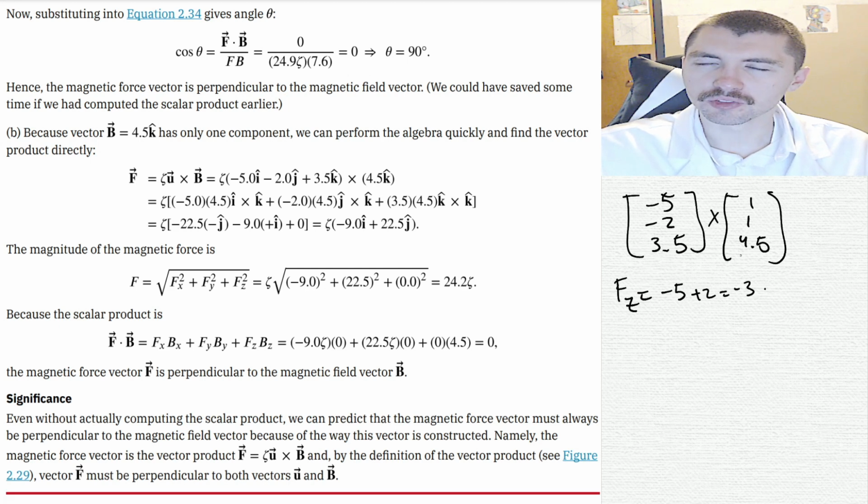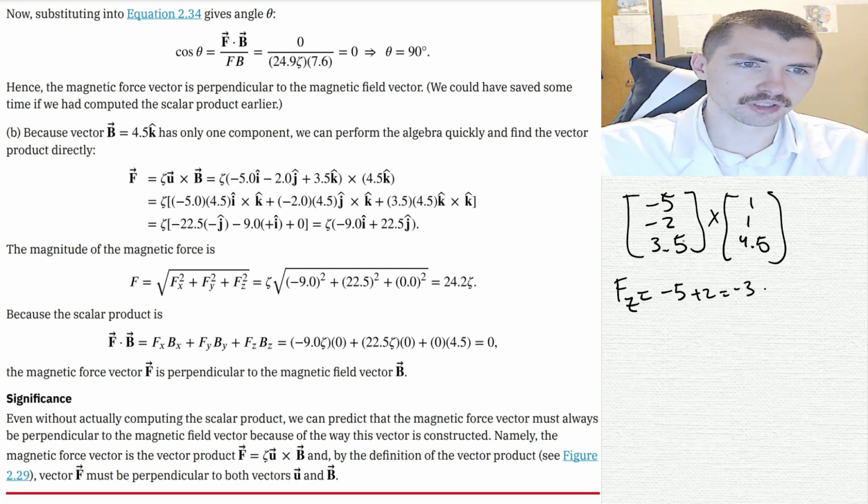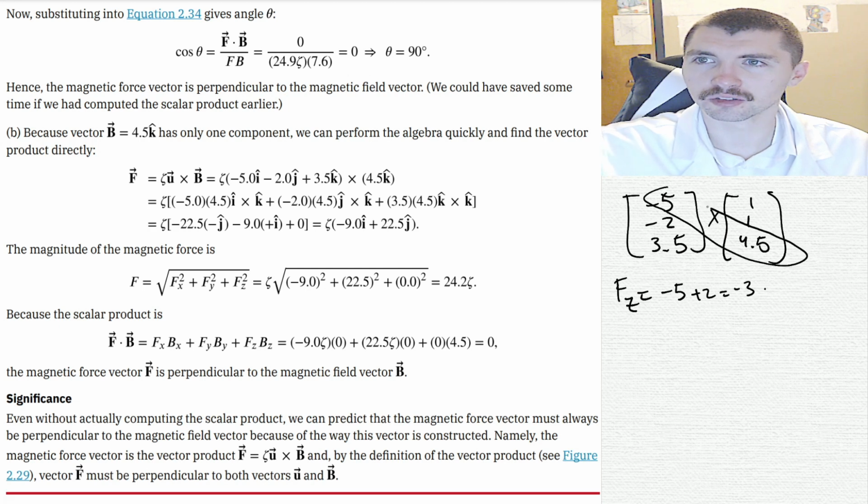Yeah, I'm not sure if the book's made a mistake or not, because it looks like it's doing, it's like skipping one. It looks like it's doing this when it should be this.